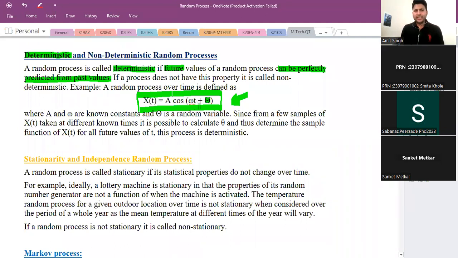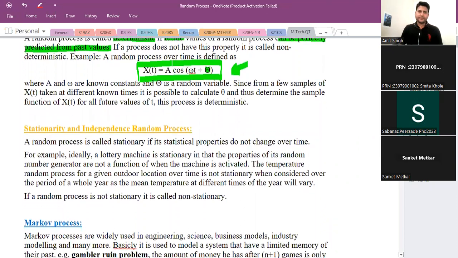If it is not like this, we will call that non-deterministic. So non-deterministic means a relation is given, but not exactly in terms of a random variable, and we want to predict the future value of the random variable. For that, we need to use the non-deterministic process, which we call a non-deterministic random process.